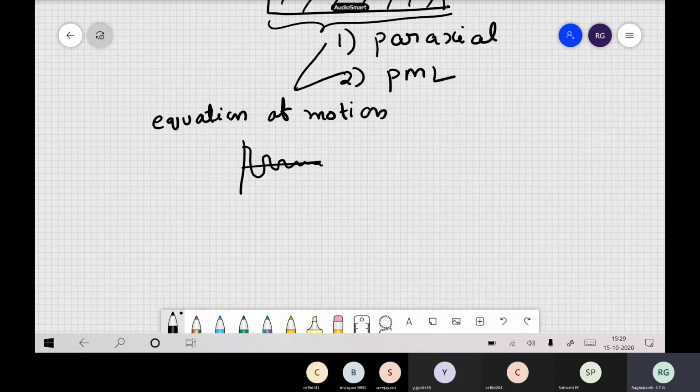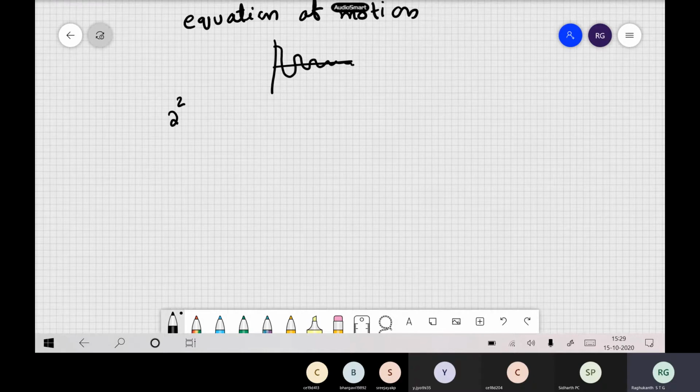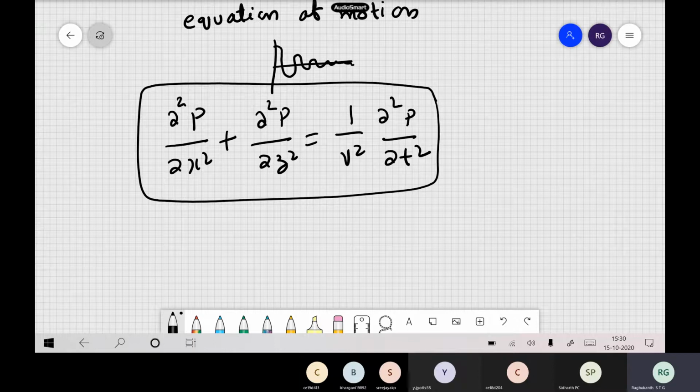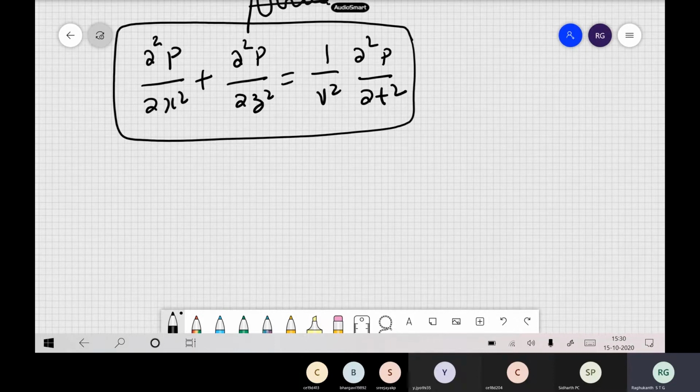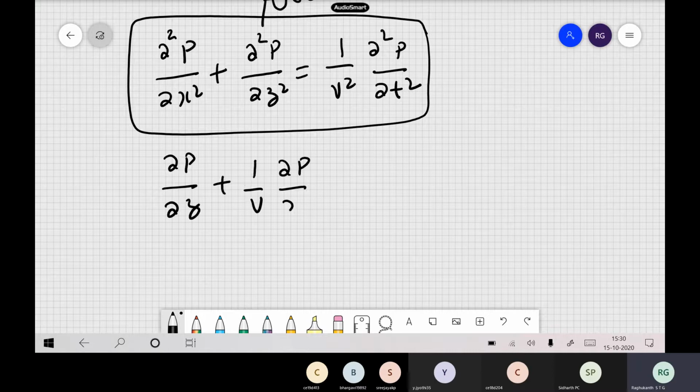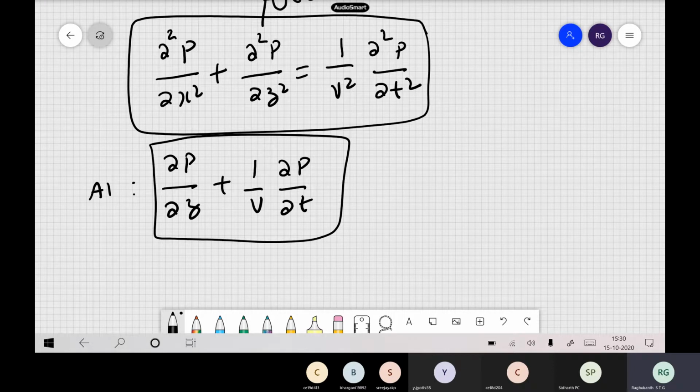For the acoustic wave equation, suppose the original wave equation is ∂²p/∂x² + ∂²p/∂z² = (1/v²) ∂²p/∂t². This is the original equation of motion which you have to solve. Now in this border region, our equation of motion will be ∂p/∂z + (1/v) ∂p/∂t. This is my A1, the first way. So these are the two equations basically.